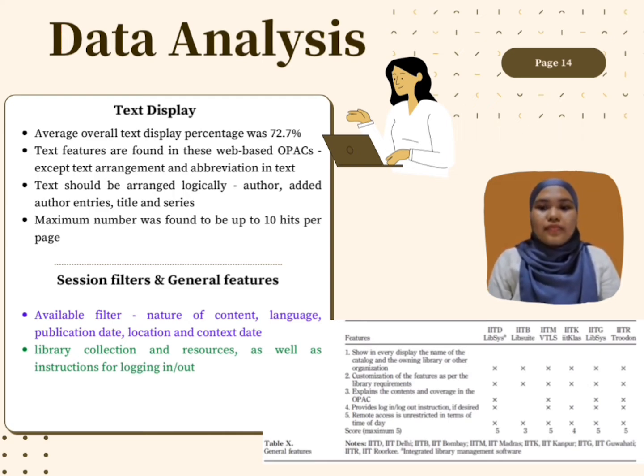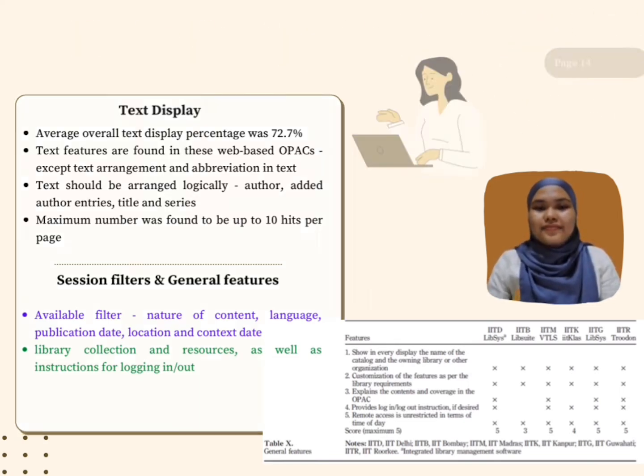So for example, in table 10, most of the web-based OPACs show in every display the name of the catalog and the owning library. So timeout and login or logout features are very common. 5 web-based OPACs score 96%, while the average score was 90%.